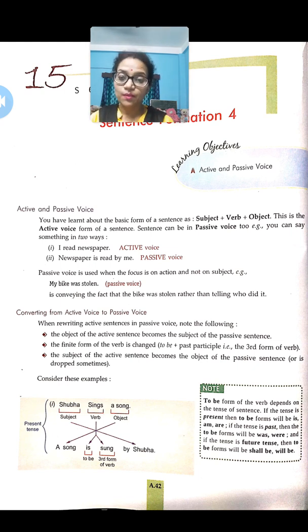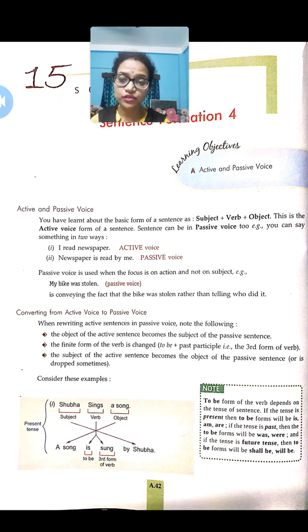Here is another example given as a passive voice. My bike was stolen. So here, who has stolen the bike? That is not so important. The bike was stolen, that is the main thing. So that comes first, weighing the fact that the bike was stolen rather than who has done it. That is not so important. So we can say the action, what has happened, is the main thing.